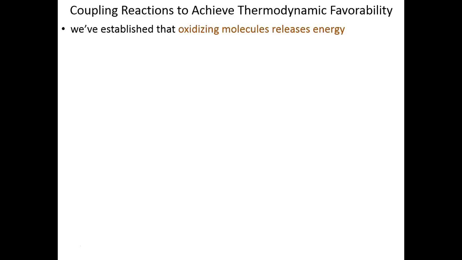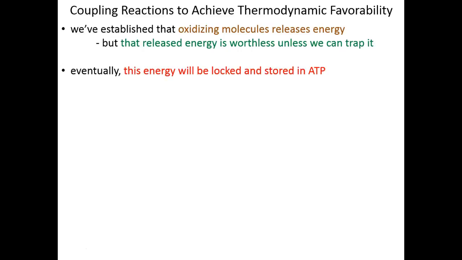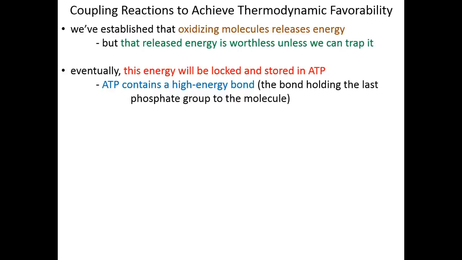So first, coupling reactions. I've already told you that when we oxidize something, when we steal electrons from something, we are releasing energy in the form of those electrons that we've stolen. But that released energy is kind of worthless to us unless we can trap it. If we're just releasing energy, we're releasing heat, and heat doesn't make ATP for us. So we have to simultaneously release electrons and release energy and capture them. Eventually, we'll move that captured energy into ATP by using that energy to make ATP, but that's for later.